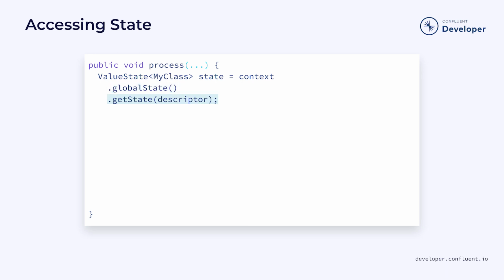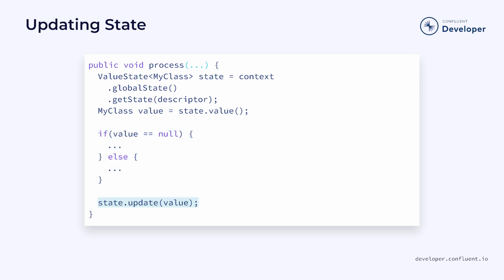To get access to the state, use the getState method on the state store. This returns a container for the stored value. The actual value can be obtained using the value method. Be aware that if this is the first message for a given key, then there may not be an existing state object. In that case, you may get back a null, and you will have to handle that appropriately. The state object also contains an update method for updating the stored state.